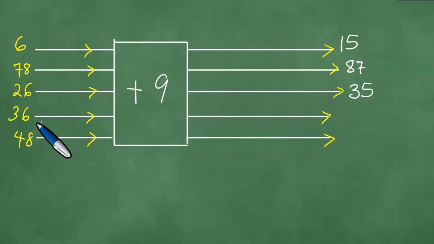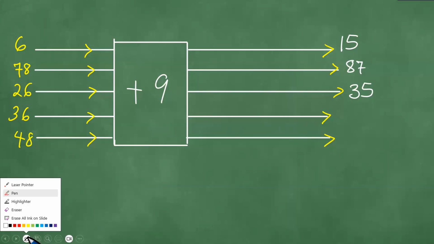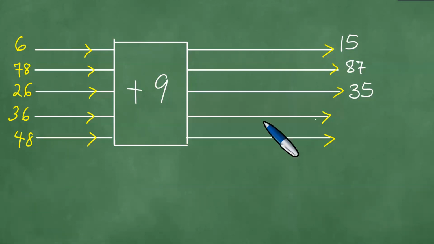Now, what is 36 plus 9, Mpile? 36 plus 9, what is the answer? 36 plus 9 is 45. Right. What is 48 plus 9, Mpile? 48 plus 9. What is 48 plus 9? It's 57.